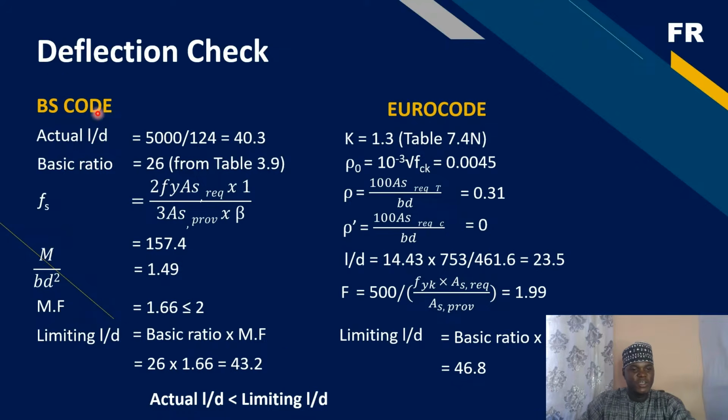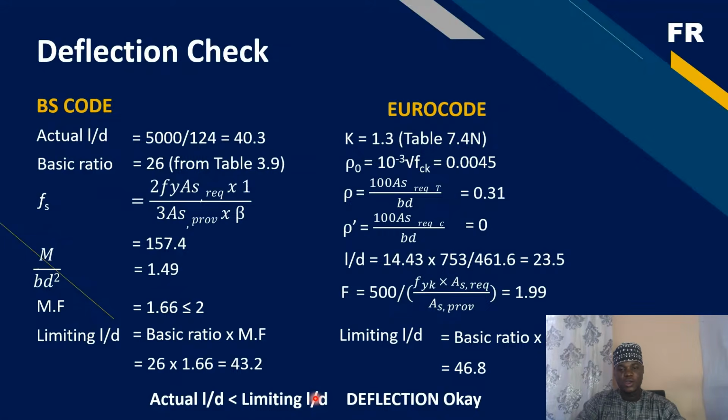For the BS code, the limiting is 43.2. For the Eurocode, the limiting is 46.8. So at the end of the day, we can say our deflection is okay. So in summary, based on this design, we can see that for the BS code, the required thickness of slab is 150, while the reinforcement we provide is T12 at 125.